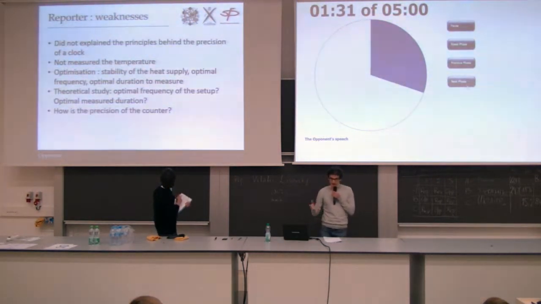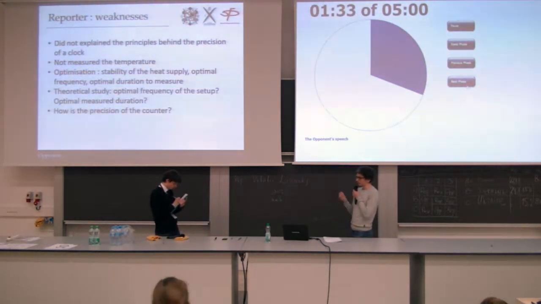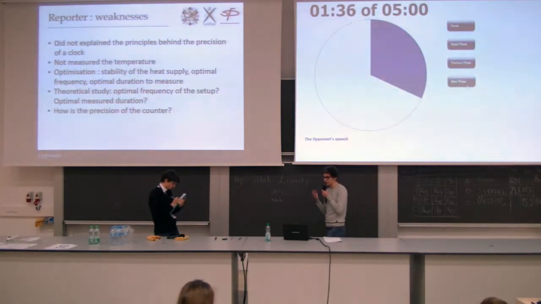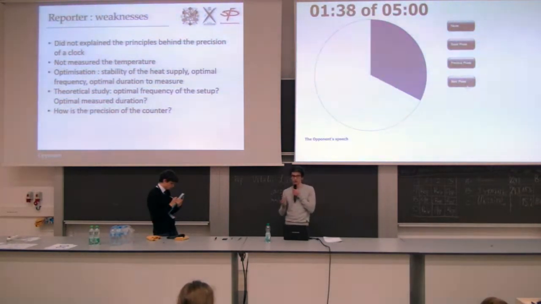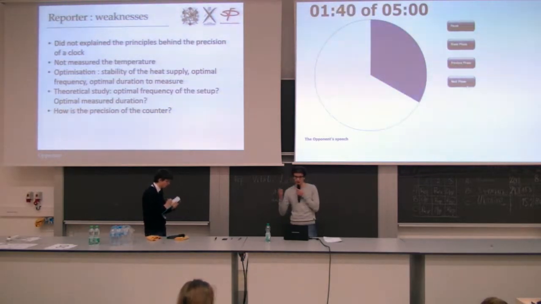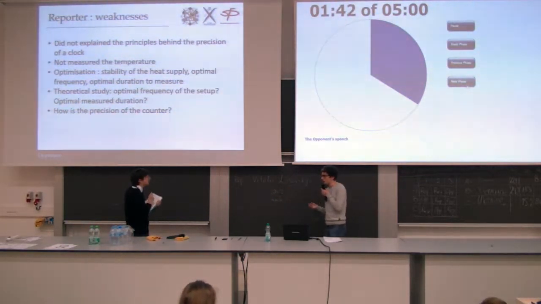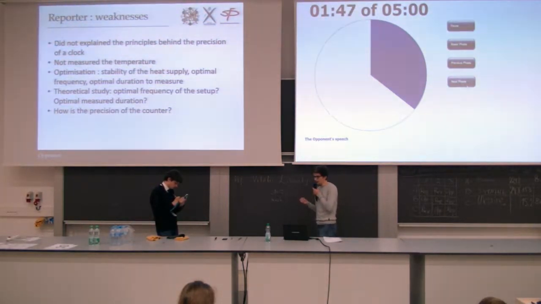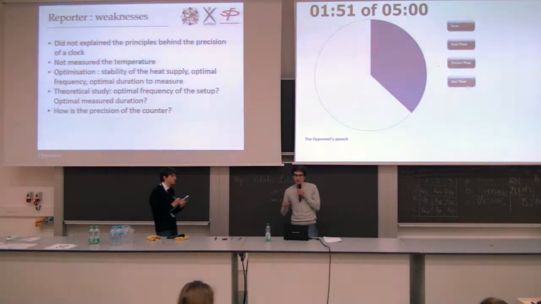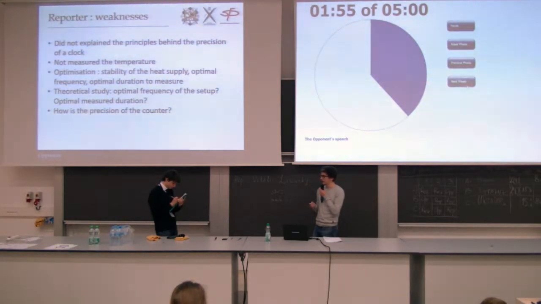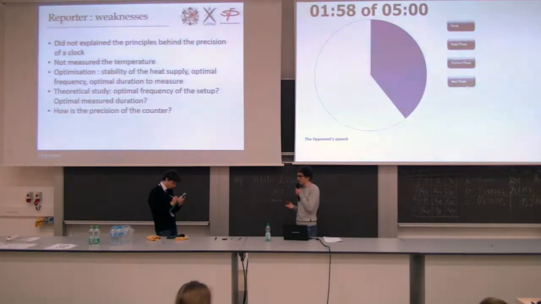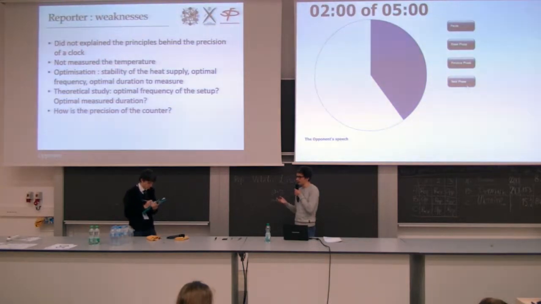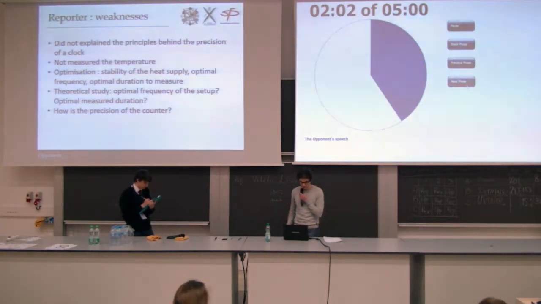But I think we would have needed an explanation of the principle behind the precision of a clock. For instance, how the frequency of your device influences your precision. Is it better to have a device with a very high frequency? Maybe you could have said, at least theoretically, what would be the better frequency.